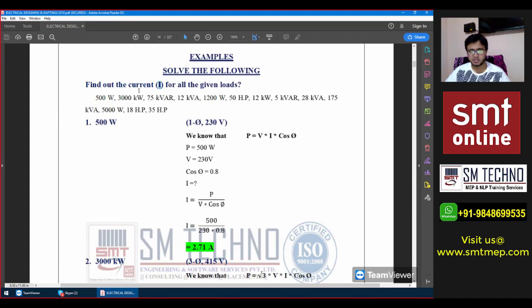So you are having 500 watts, 3000 kilowatts, 75 kVAr, 12 kVA, 1200 watts, 50 HP, 12 kilowatt, 5 kVAr, 28 kVA, 175 kVA, 5000 watts, 18 HP, 35 HP, etc. So for all these loads, we have to see how much amount of current is required individually.